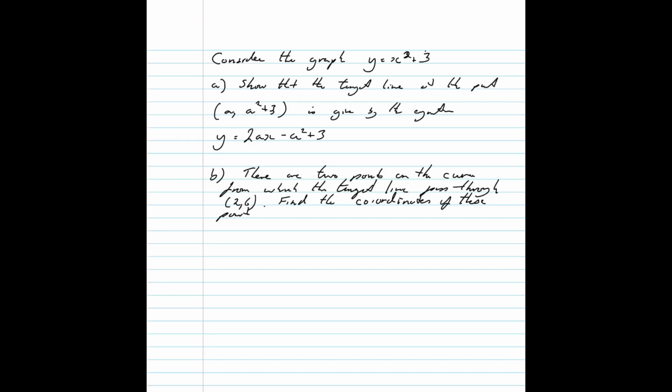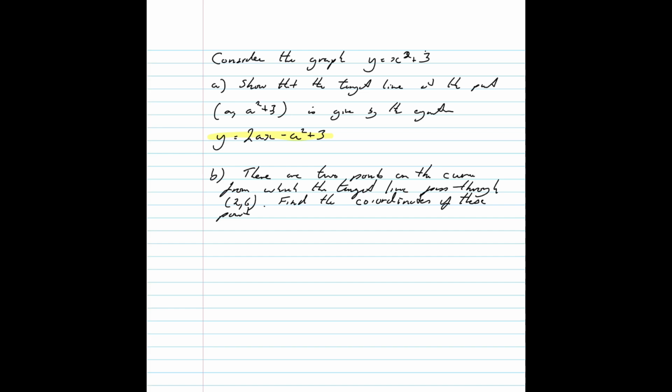Okay, so this question is asking us to consider the graph y equals x squared plus 3. And the first part is to show that a tangent line at the point (a, a squared plus 3), that's where the y value is what you get by putting a in for x, is given by the equation y equals 2ax minus a squared plus 3. Then it asks something about some specific points, but let's start with part 1.